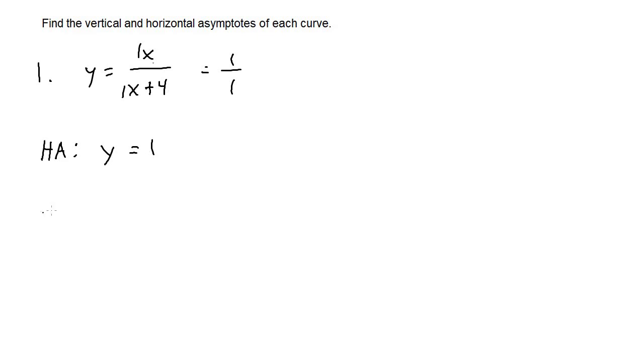1. Now for vertical asymptotes, all we have to do is set the denominator equal to 0. So I'm going to go ahead and set x plus 4 equal to 0. So then I'll just subtract over the 4. So at x equals negative 4, there is a vertical asymptote.